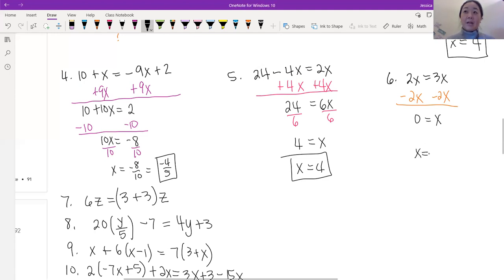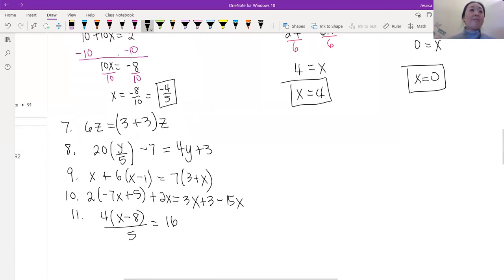So here we just have our answers. x is equal to 0. Is that true? If you put it in, 2 times 0 is 0. 3 times 0 is 0. So therefore, 0 is equal to 0. Yay, it works. All right, and we're going to move on. We have a couple more questions to go.